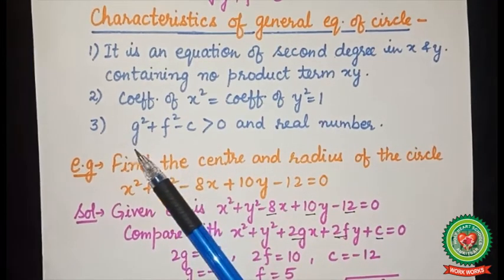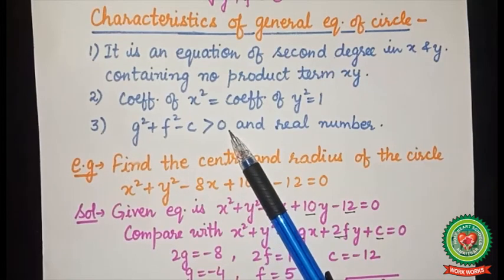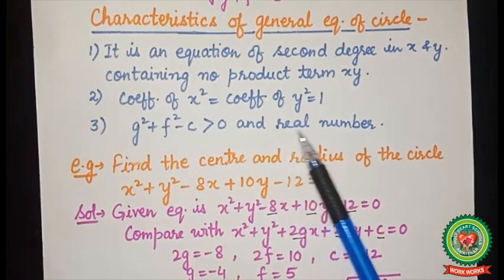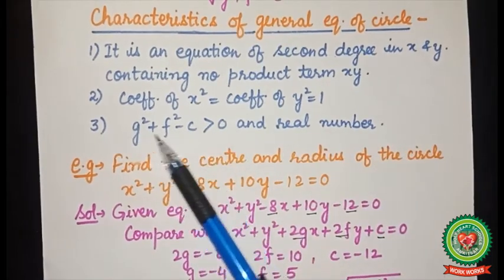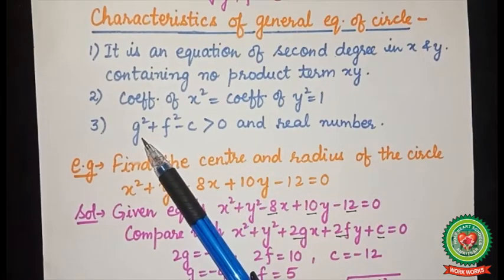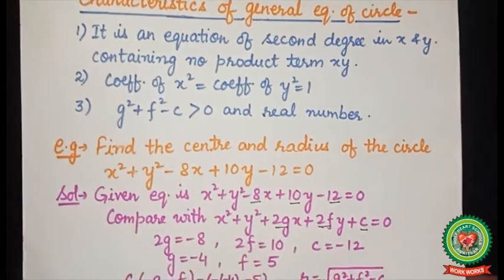Third, g square plus f square minus c must be greater than 0 and it must be a real number, because from this value we will get the radius by taking the square root. Now let's do examples based on the general form of circle.